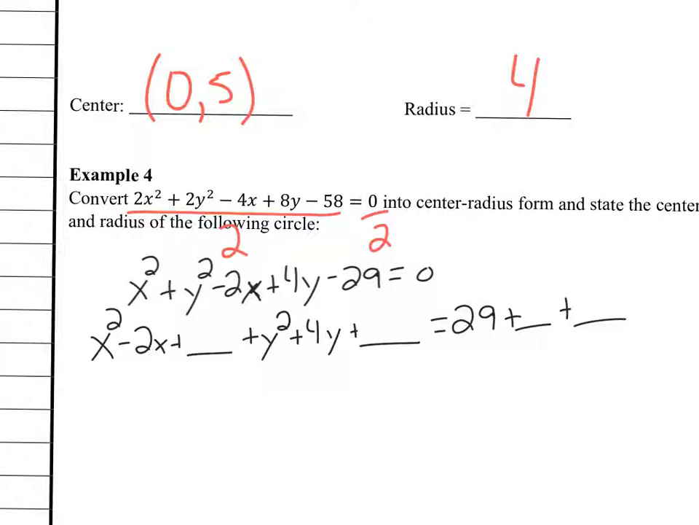So when we half 2, halving the 2 here is 1. 1 squared is still 1. So it's going to be plus 1. The next part we have to half 4, which is 2. 2 squared is 4, so we're going to add 4 to both sides. From there, we have to add multiply.